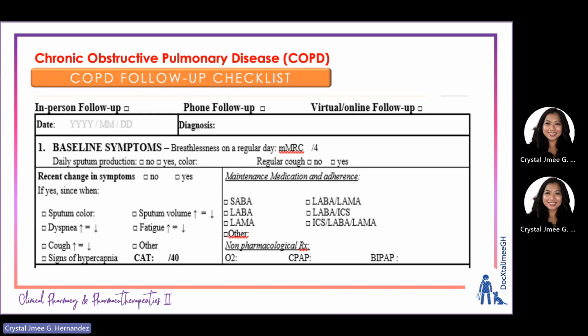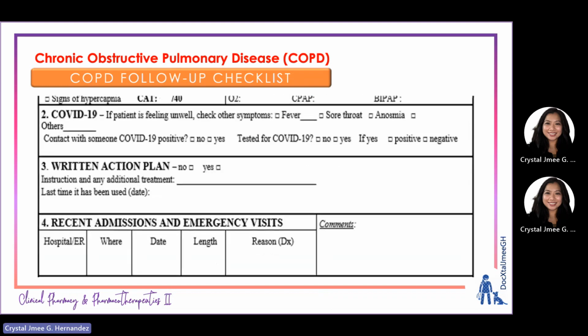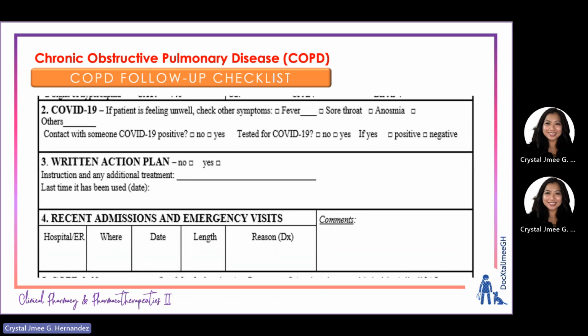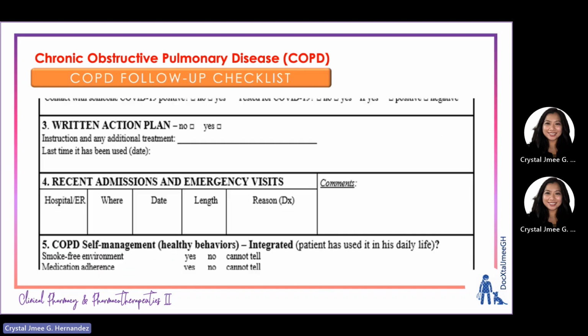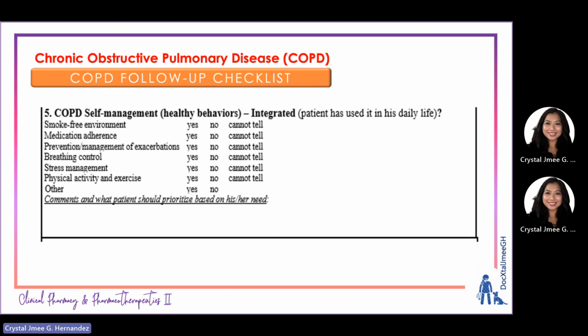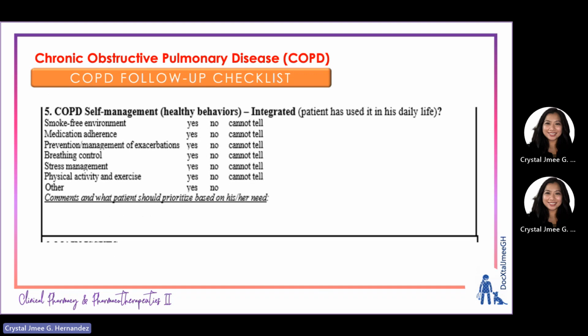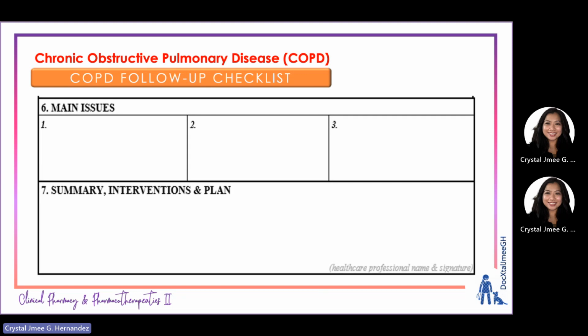So here is an example of the COPD follow-up checklist. So if they are going to come back for the week 1 to 4 and the 12 to 16, the patient just has to answer the following boxes. So we have here the baseline symptoms, the COVID-19 symptoms, the written action plan, recent admissions and emergencies, if there are, COPD self-management assessment, and of course, comments and main issues, then summary interventions in plan.